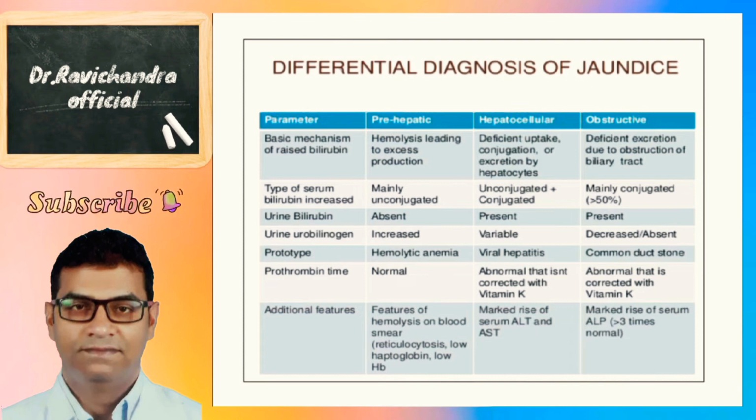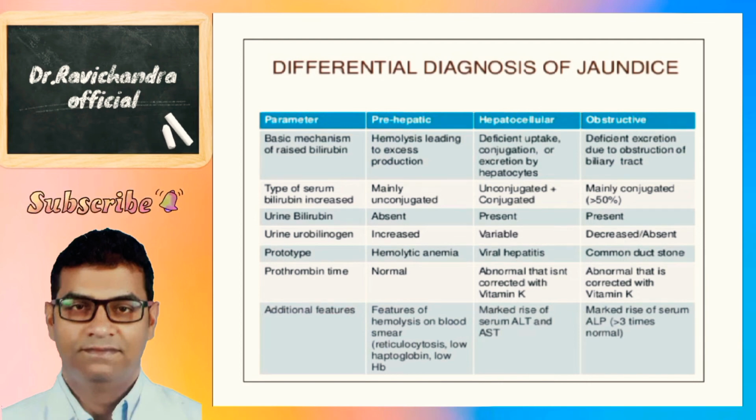Urine bilirubin is absent in prehepatic jaundice and present in hepatocellular and obstructive jaundice. Urine urobilinogen will be increased in prehepatic jaundice and decreased or absent in obstructive jaundice. Prothrombin time will be normal in prehepatic jaundice. It will be abnormal in hepatocellular and obstructive jaundice. It can be corrected with vitamin K in obstructive jaundice, and it cannot be corrected with vitamin K in hepatocellular jaundice. Features of hemolysis and blood smear like reticulocytosis, low haptoglobin and low hemoglobin are seen in prehepatic jaundice.